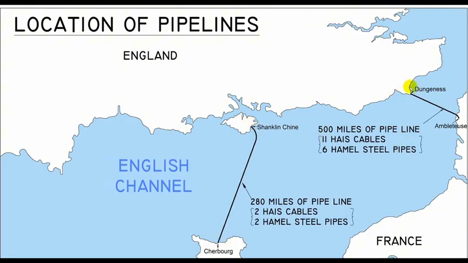So they invented this project later. This project was pumping from there to there. It laid 11 HAIS cables and 6 HAMEL steel pipes. Notice this is called cables because it was made from lead, and this is called steel pipes because it was made from milled or mild steel. Okay.